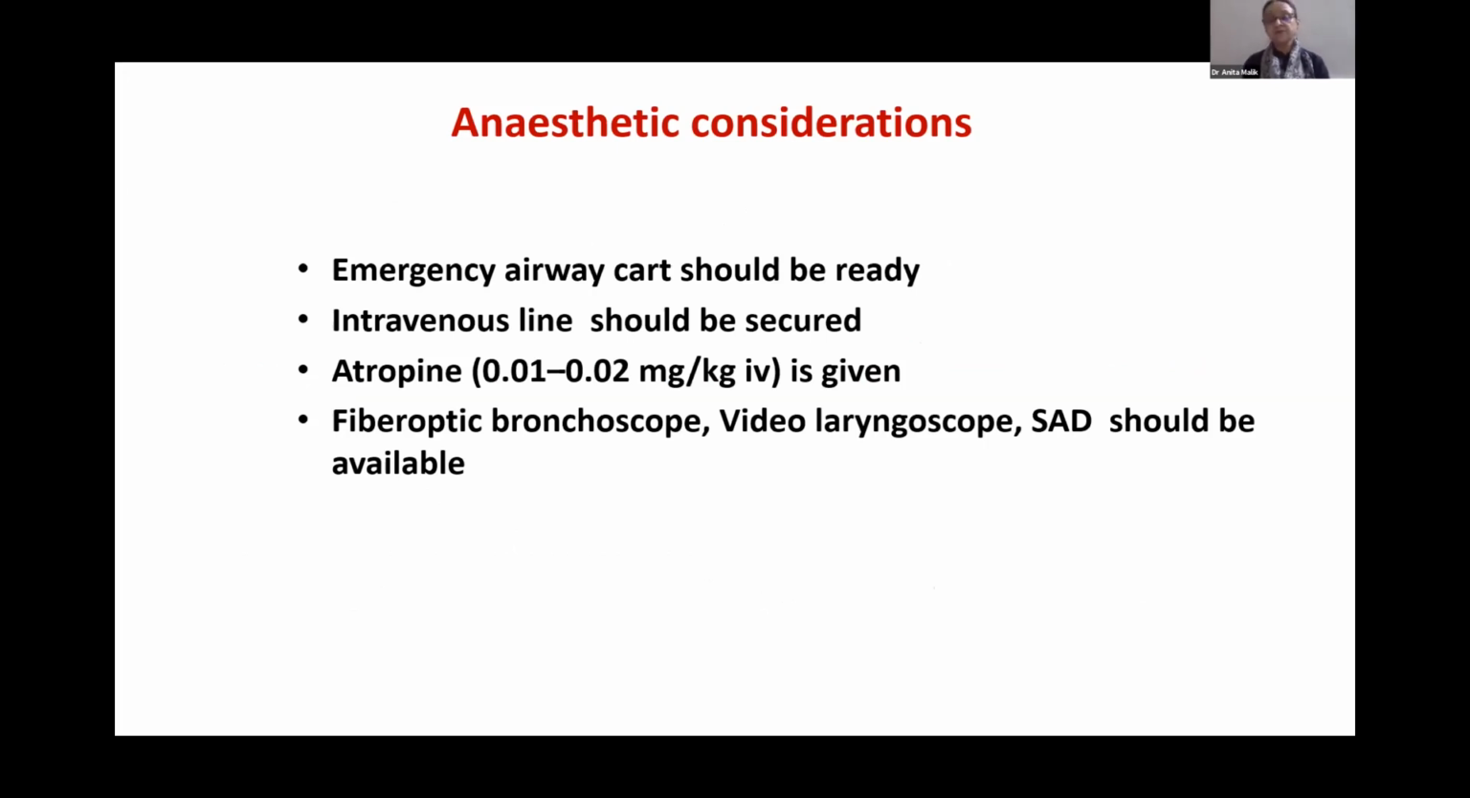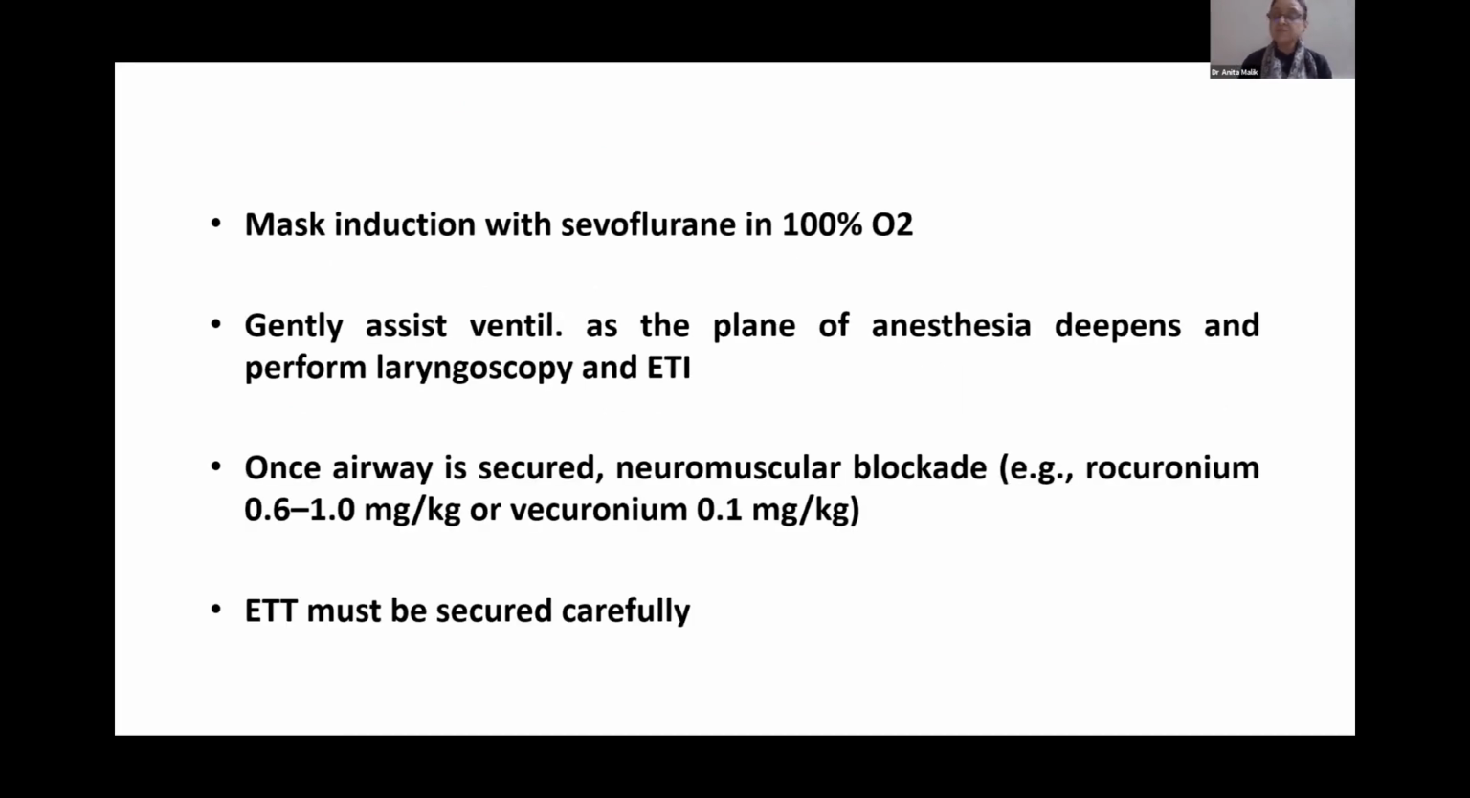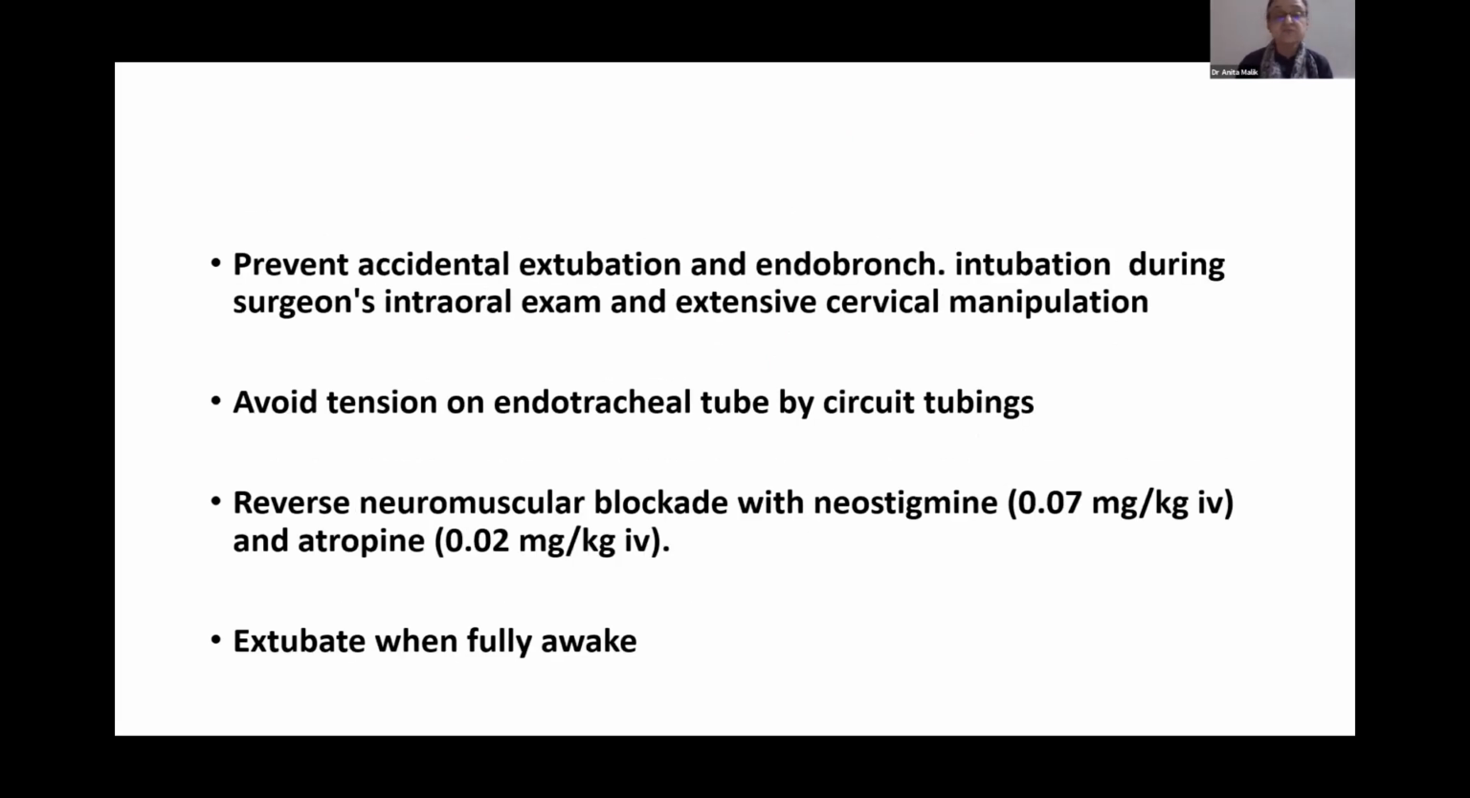Depending upon the circumstances, the anesthesiologist can go ahead with a flexible fiber optic, video laryngoscope, or SAD, whatever it is, or direct laryngoscopy and intubation. So mask induction with sevoflurane, gently assist ventilation as the plane of anesthesia deepens, then perform laryngoscopy and endotracheal intubation. Once the airway is secured, neuromuscular blockade with rocuronium, vecuronium, or atracurium, and the endotracheal tube must be secured carefully.